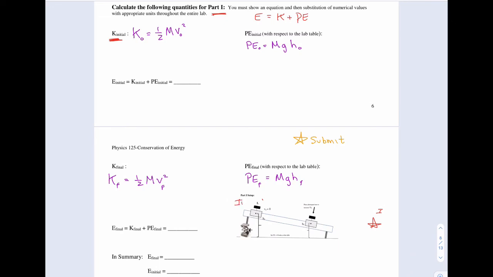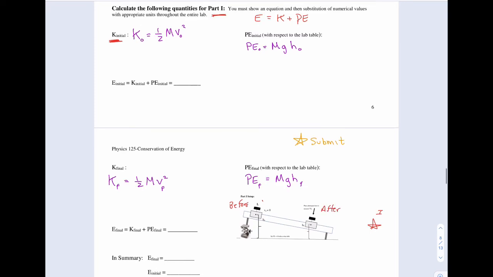That's initial. Well, here, I'll go like this. This is before, and this is after. Okay, so before you let go, or the instant you let go, it's not moving. So initial kinetic energy is going to be 0. Initial potential energy, here's my reference point, potential energy is 0 joules at the table. So initial potential energy is mg times that initial height.